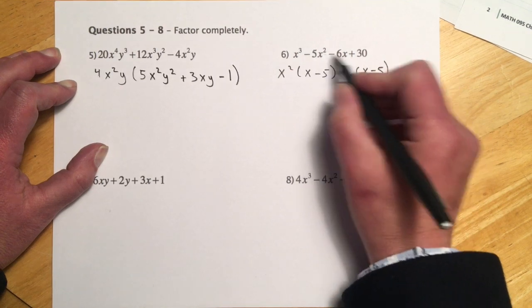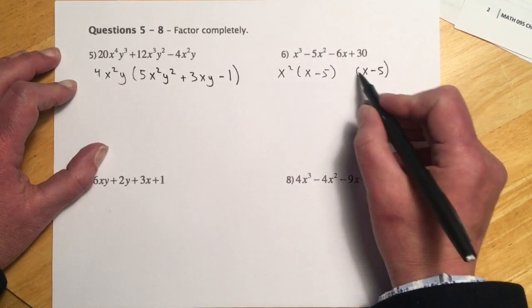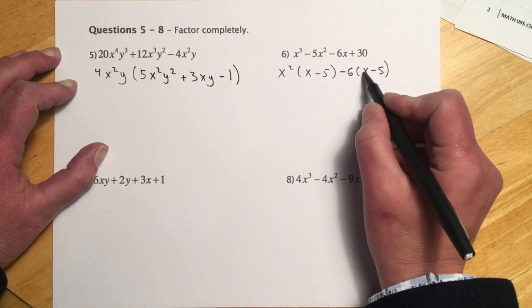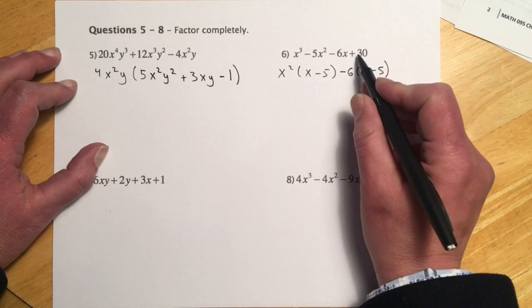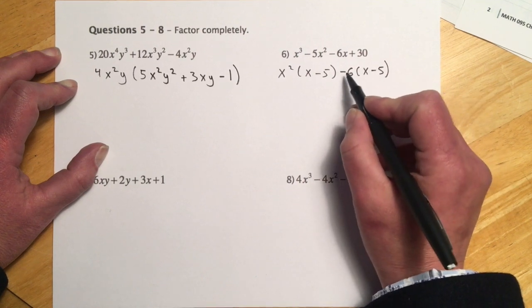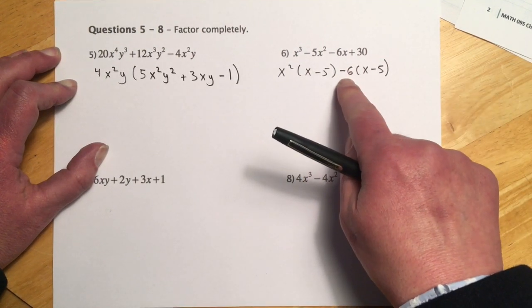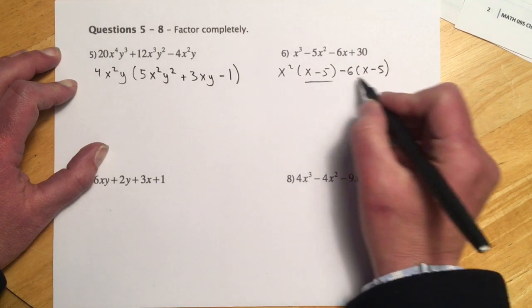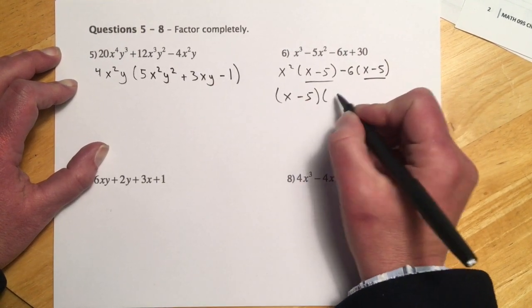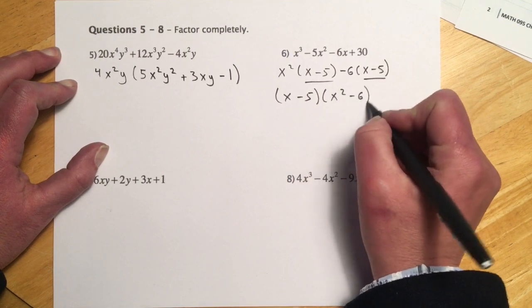And to make that happen, this is a nice place to use this little trick. It helps you see you need to take out a negative 6, and then negative 6x is good. Negative 6 times negative 5 makes that positive 30. That's why I like to write that down, because it makes me do a better job of getting the sign right here. There's my GCF. X minus 5 comes out front, and then x squared minus 6 left behind.